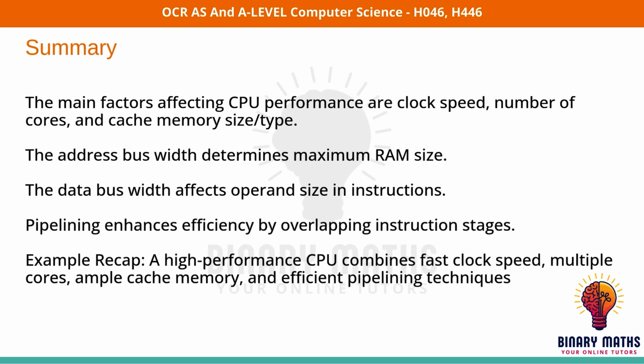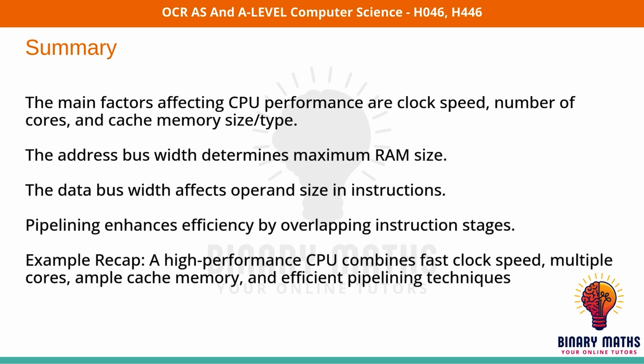To summarize, the main factors affecting CPU performance are clock speed, number of cores, and cache memory size and type. The address bus width determines the maximum RAM size, while the data bus width affects operand size in instructions. Pipelining enhances efficiency by overlapping instruction stages.